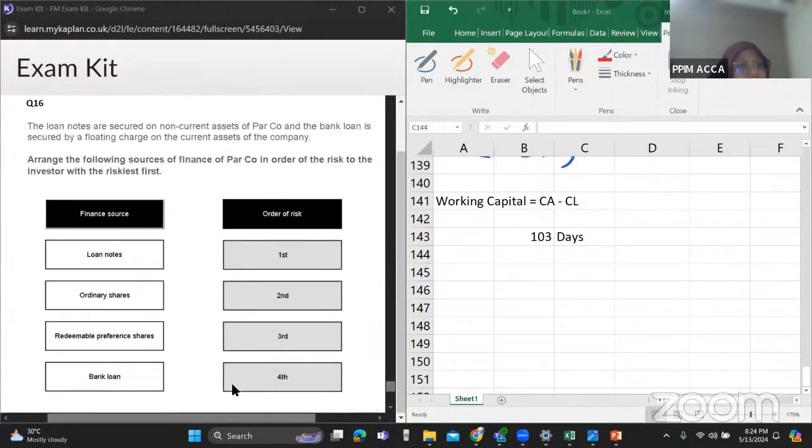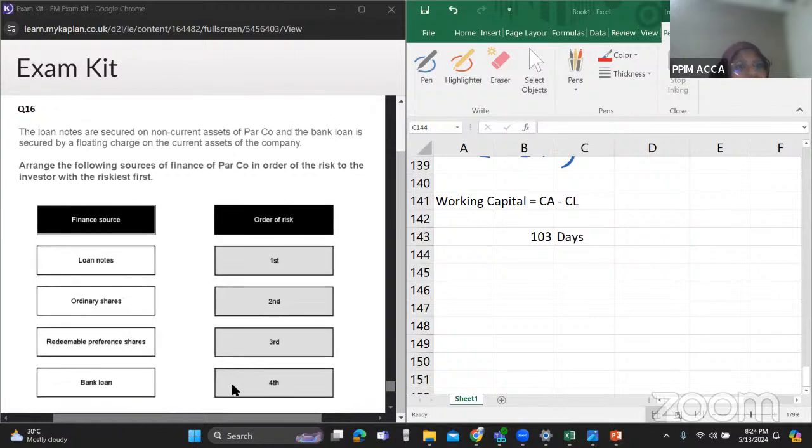Question 16. The first part is asking: the loan notes are secured on the non-current assets of Power Company, and the bank loan is secured by a floating charge on the current assets of the company. So the convertible loan notes are secured on the non-current assets. Suppose you don't pay the loan note holder their interest, they can claim the non-current assets. And the bank loan is secured by a floating charge on the current assets, so they can claim your current assets.